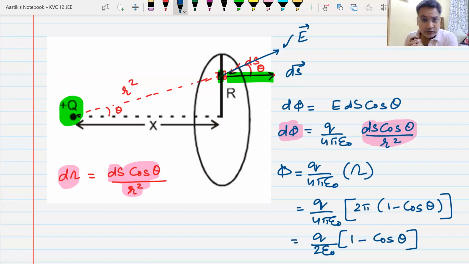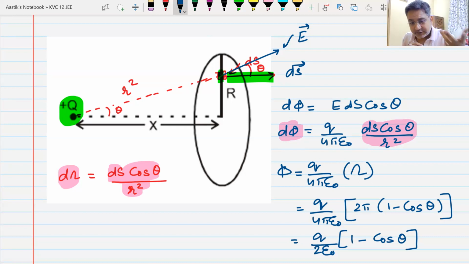Okay, that is how you can find out the flux. Using the solid angle, you can find out the flux. Now, I can ask you a different question. Do we understand how I have done this? Yes or no? Yes, sir.